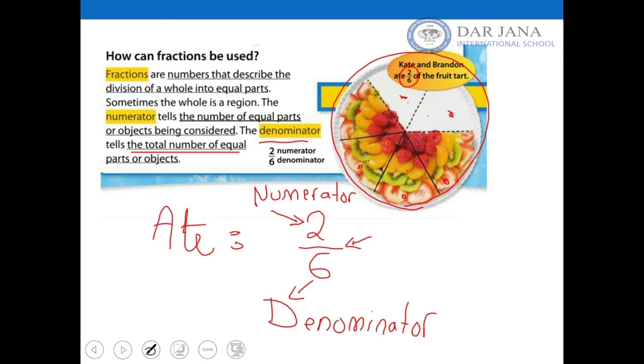If I asked what is the fraction of the remaining part, it is 4, and also out of 6. So this is the remaining part out of the total, which is still 6. So 4 out of 6 is the fraction of the remaining part. We will take more examples about fractions.